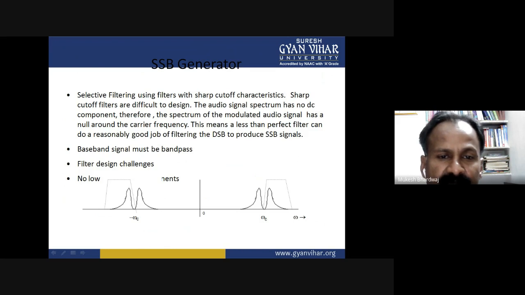The audio signal spectrum has no DC component. Therefore, the spectrum of modulated audio signals has a null around the carrier frequency. This means a less than perfect filter can do a reasonably good job of filtering the DSB to produce the single sideband signal. Baseband signal must be band pass. Filter design challenges.